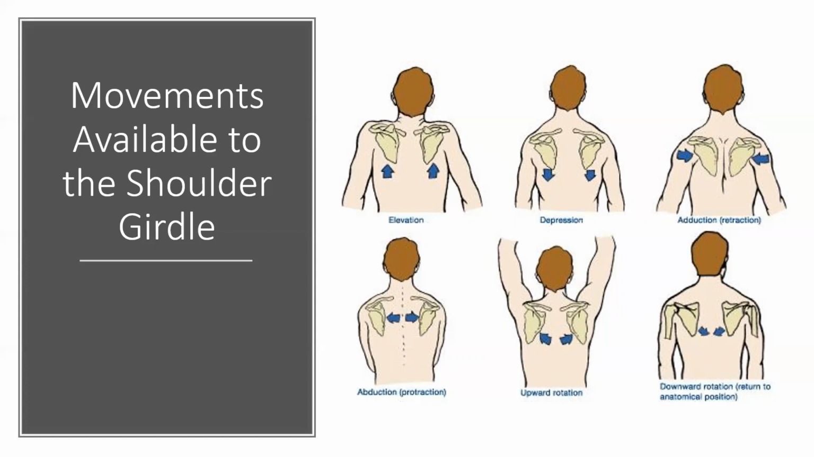So these are our 6 major scapular or shoulder girdle movements. The joint that's moving here is called the scapulothoracic joint, so how the scapula is moving against the thorax. And we're getting minor movements at the acromioclavicular joint and minor movements at the sternoclavicular joint to allow this to occur.